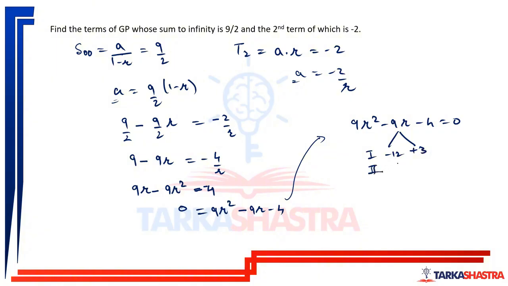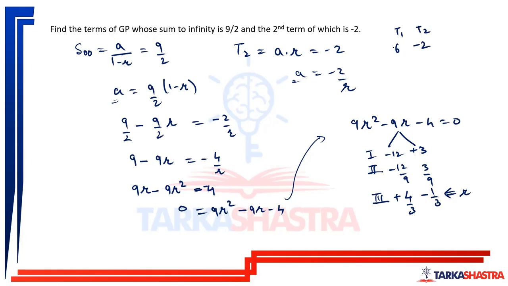The second step will be minus 12 by 9, then this is 3 by 9. The third step: this is minus 12 by 9, which is 4 by 3, and this is minus 1 by 3. This is your r. Now your second term is minus 2. This is your second term. First term will be positive 6.